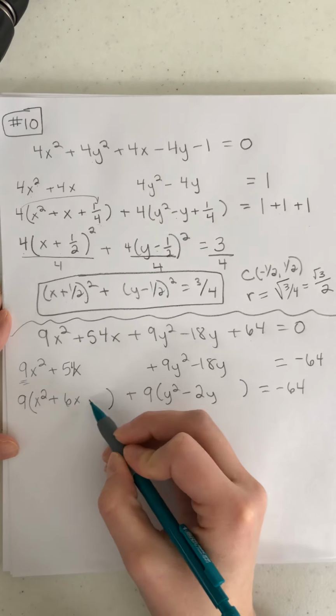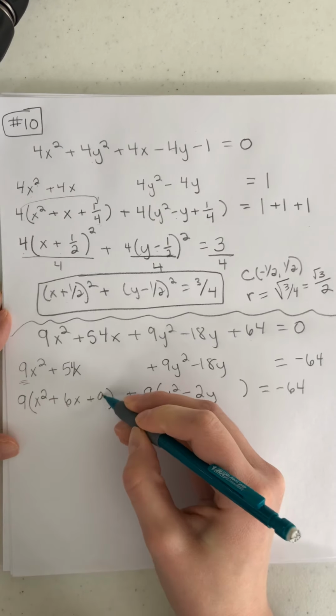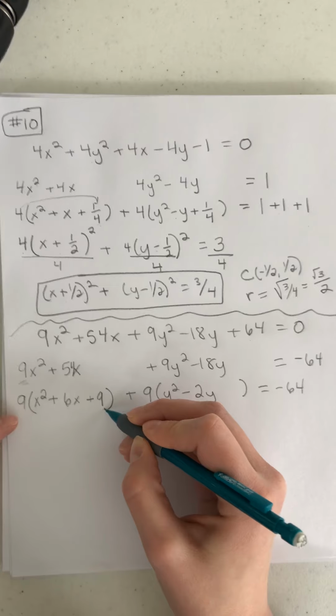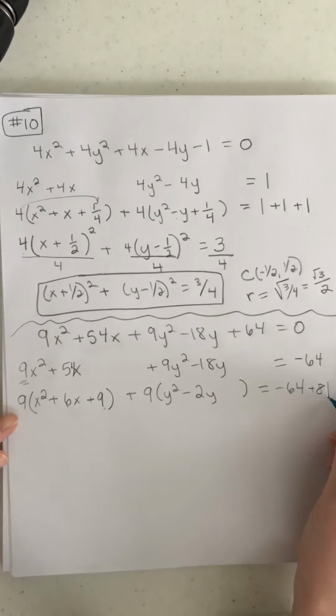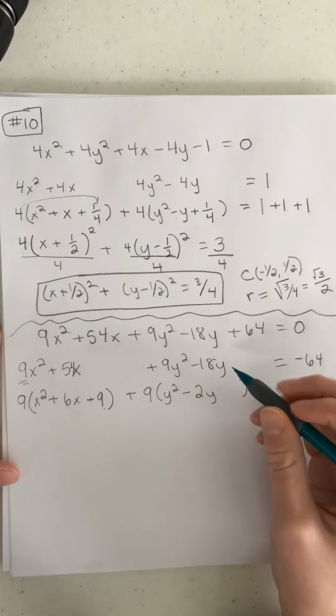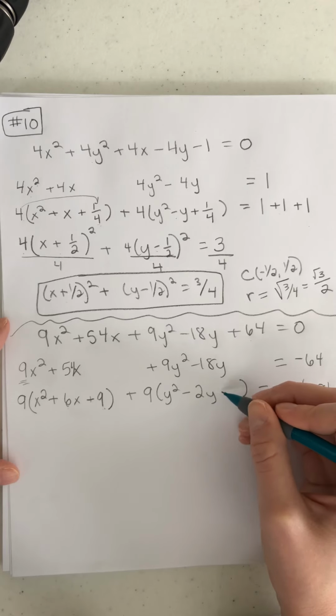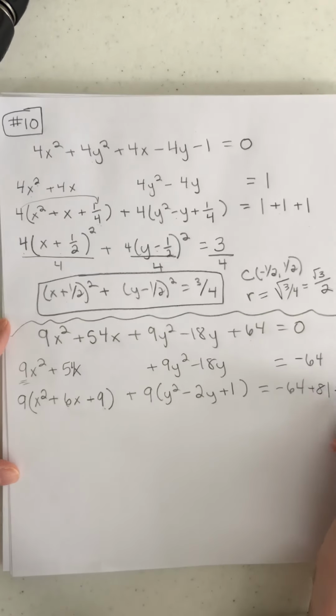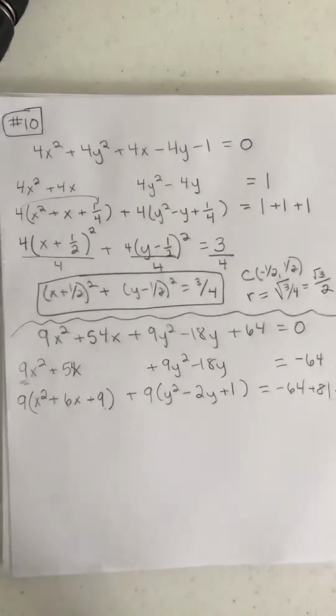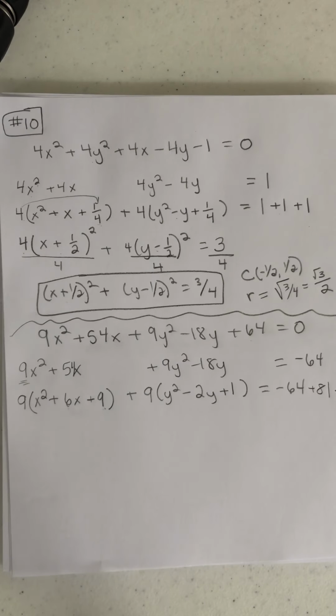Half this and square it gives me 3 squared, which is 9, but not really a 9. It's really an 81. Half this and square it, that is 1. 1 squared is 1. Not really 1, though. That is a 9. Okay, so now I can collapse. Why don't you go ahead and try that as well.